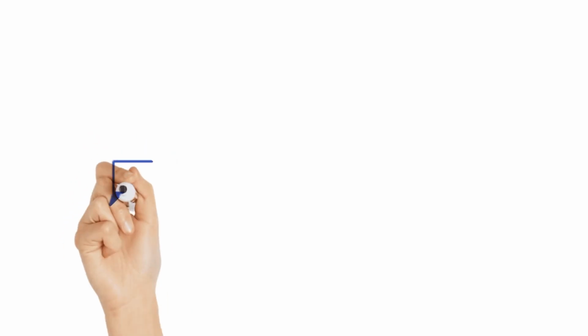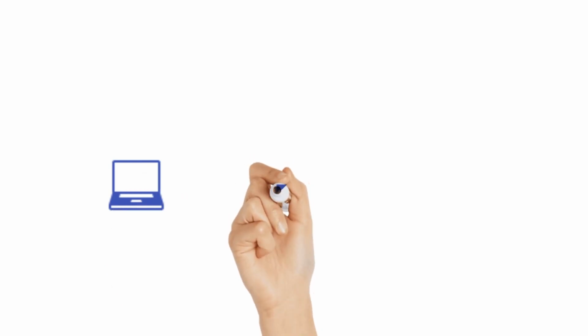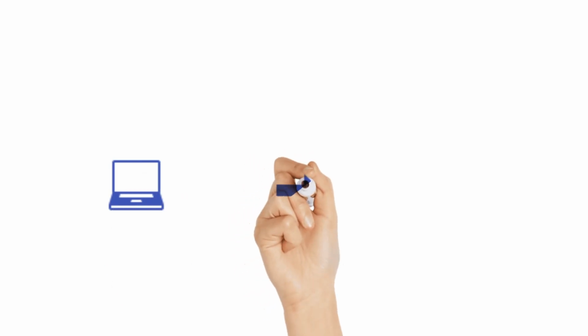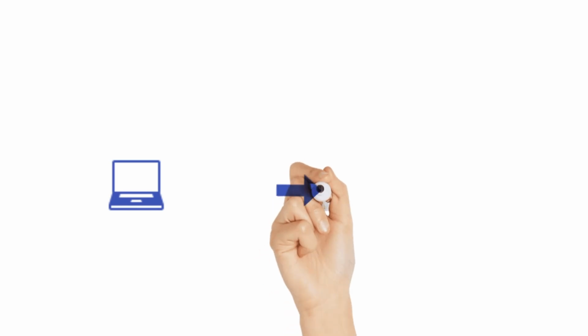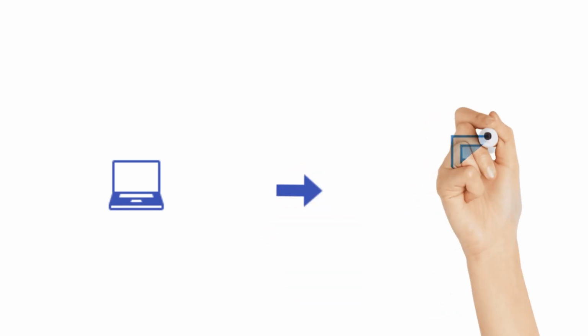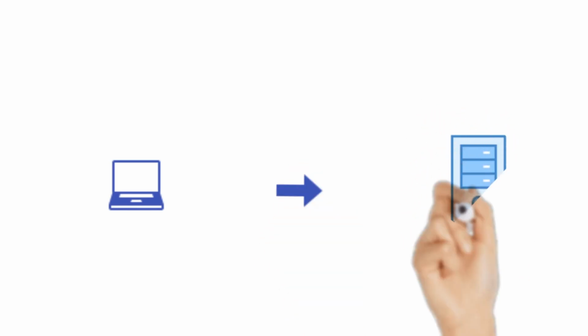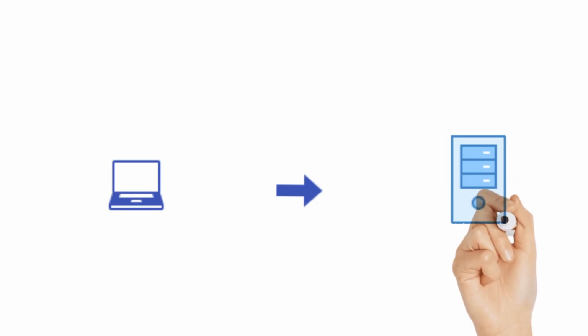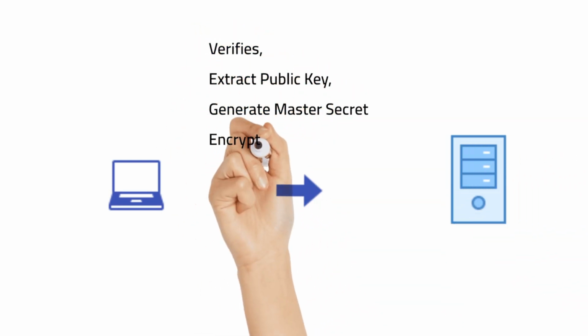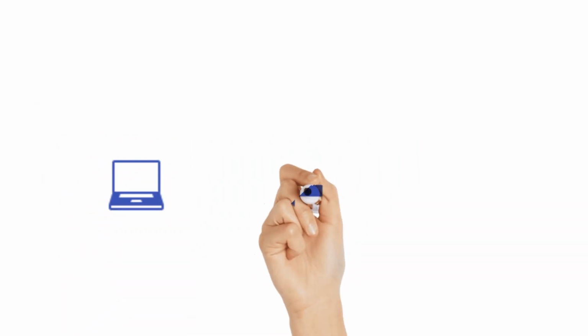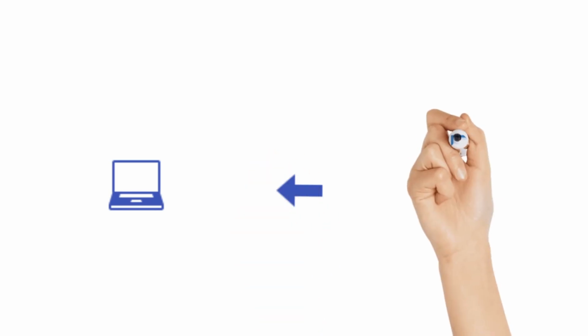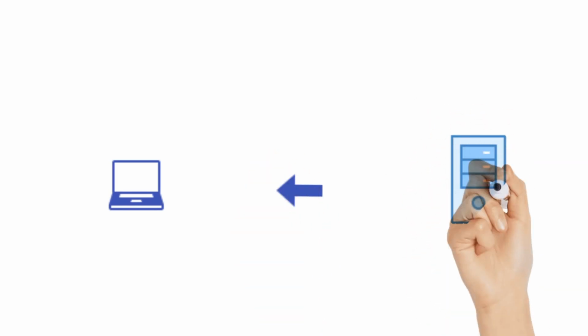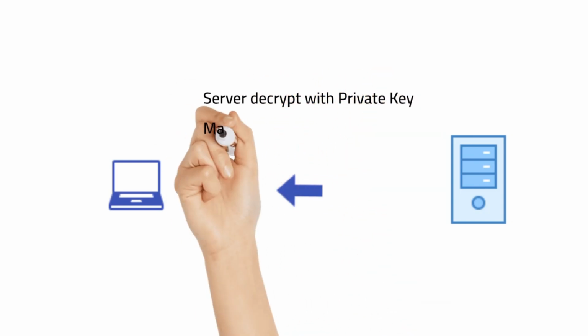Now, the client verifies the server certificate, extracts the public key from the server certificate, creates a master secret, encrypts the master secret with the server's public key, and sends it to the server. Now, the server decrypts the master secret with its own private key and confirms the client.